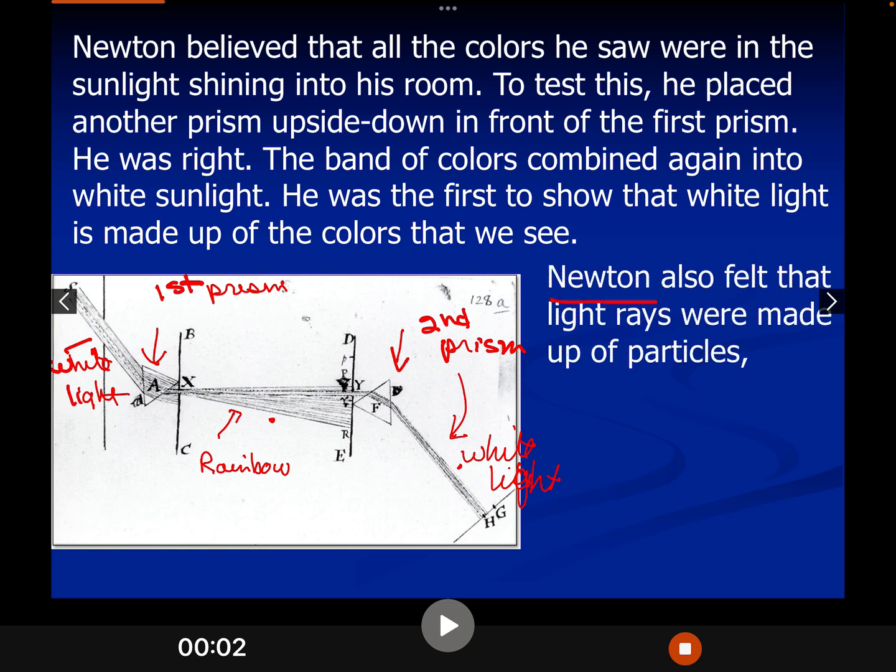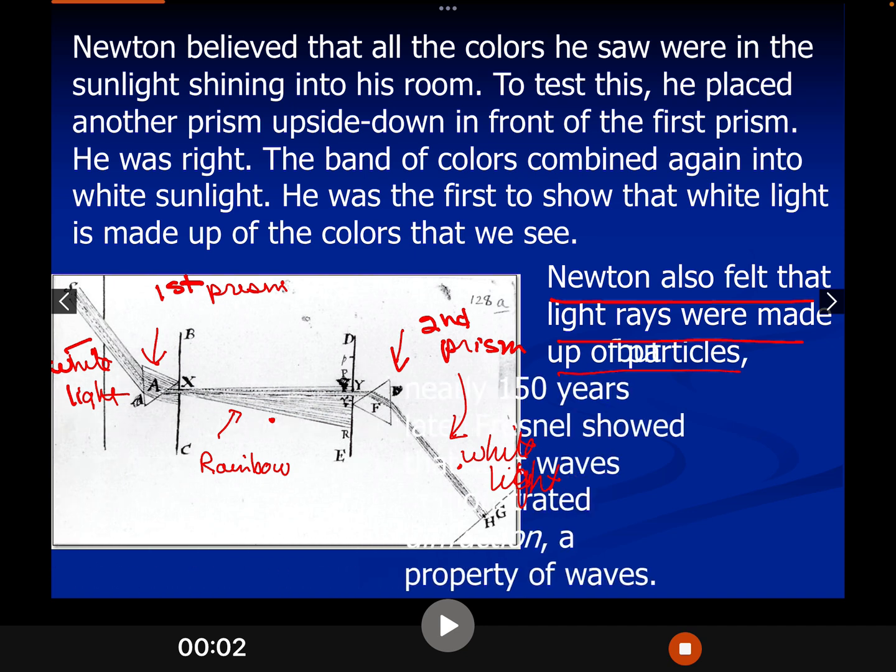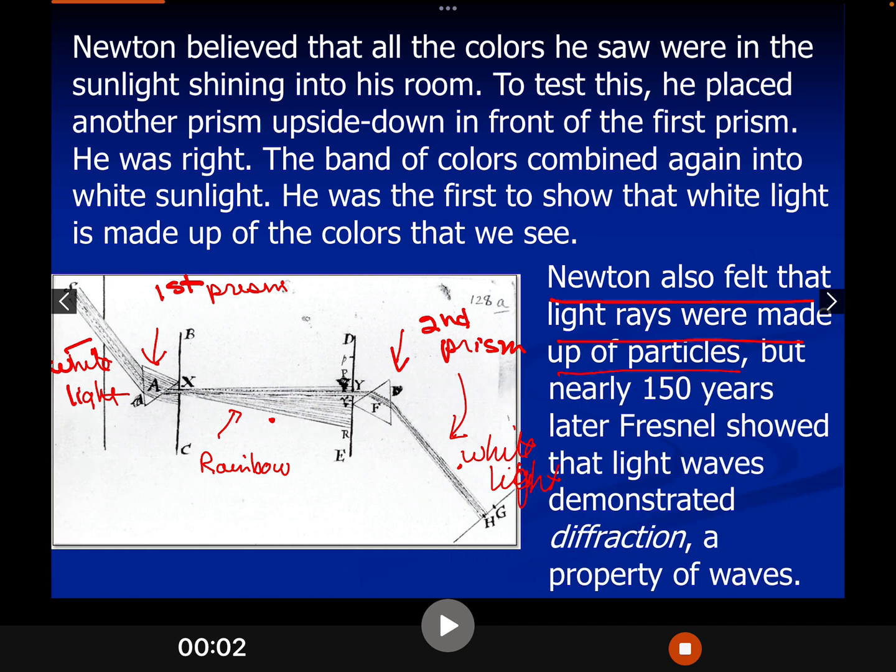Newton felt that light rays were made up of particles, so he subscribed to the particle theory of light. And nearly 150 years later, the person who we're going to look at first on our next slide found that diffraction was a property that light exhibited, and diffraction is a wave property.